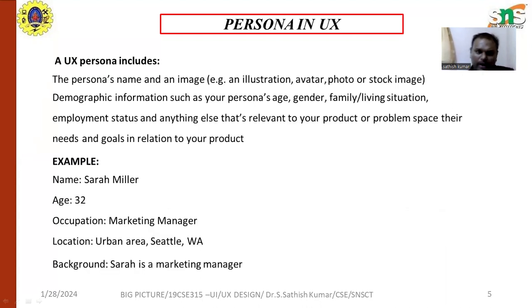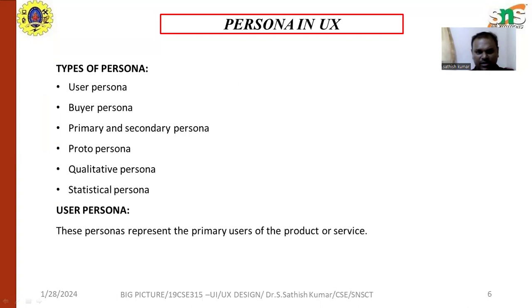A UX persona includes names and images, for example illustrations, avatars, photos, or stock images. It includes demographic information such as the person's age, gender, family, life situation, employment status, and anything else relevant to a product or problem space, and their needs and goals in relation to a product. For example, the name is Sarah Miller, age 32, occupation marketing manager, location urban area, Seattle, WA. Background: Sarah is a marketing manager.